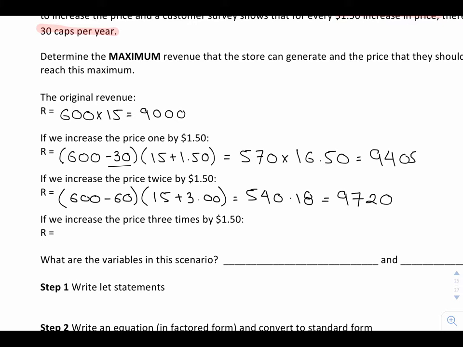Let's do it again another time. So in this case, I'm decreasing the number of hats I sell by 90. And I'm increasing the price by $4.50, which gives me 9,945. I'll skip the middle step in between. And again, this looks good.